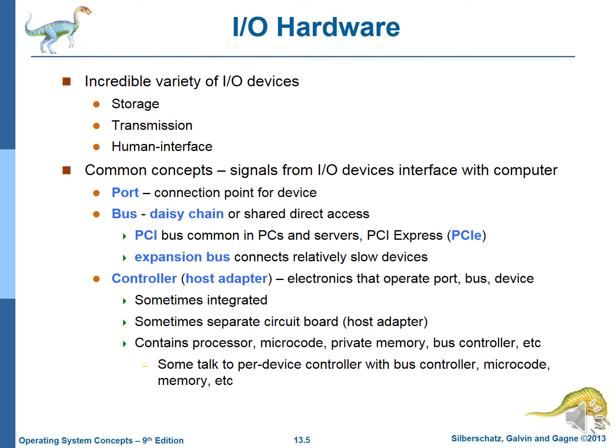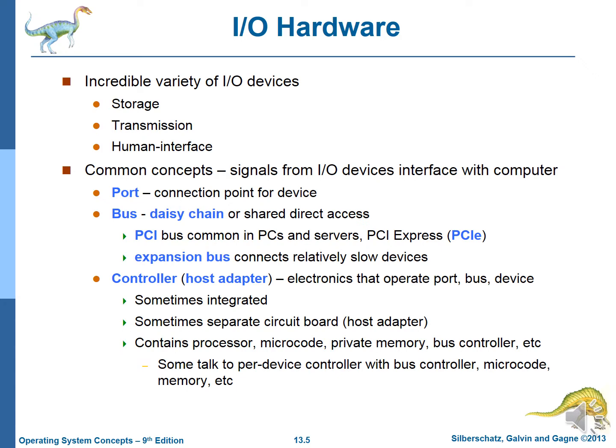IO hardware. So why are we going for input-output devices? It is for storage and for transmitting data, so you need human intervention. The common concepts are signals from IO devices that interface with the computer. A port is a connection point for the device. A bus is a daisy chain or shared direct access. PCI is controlled by the peripheral component interconnect. It's common for PCs and servers.